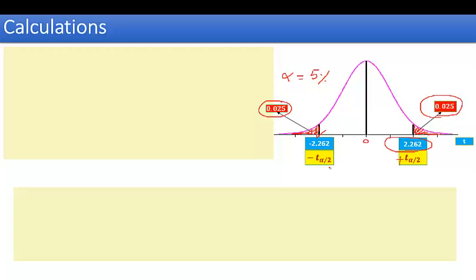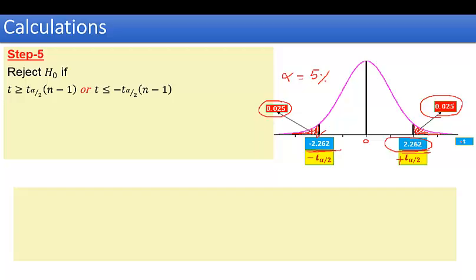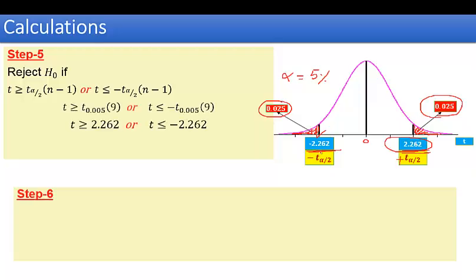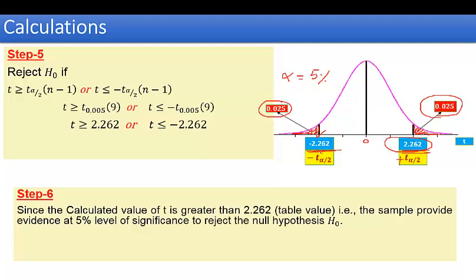So we will compare the value which we have computed from the sample, that is 4 point something, with 2.262 and minus 2.262, and this is the rule of comparison. If the t value is greater than the positive value in the table or less than the negative value of the table, in both cases we are going to reject the null hypothesis. In this case our t value is significantly greater than 2.262. It is 4 point something, so it is greater than 2.262.